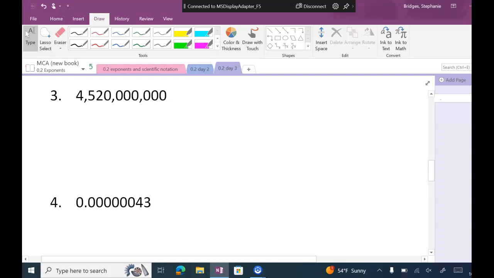All right, in number 3, where is my decimal currently? Behind the last 0. And I want to move it to behind what number? 4. 1, 2, 3, 4, 5, 6, 7, 8, 9 times. So it is going to be 4.52 times 10 to, is it a positive 9 or a negative 9? Positive.